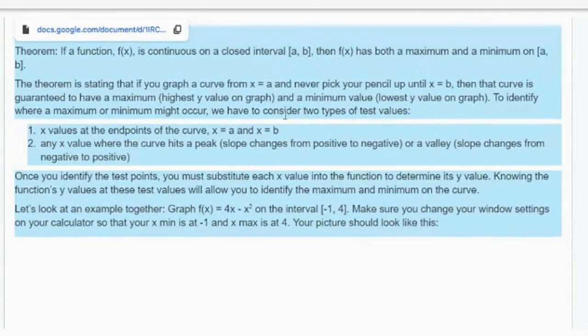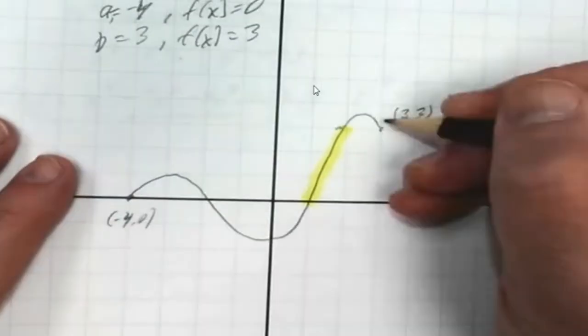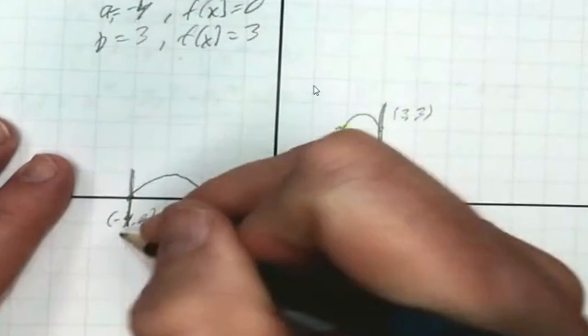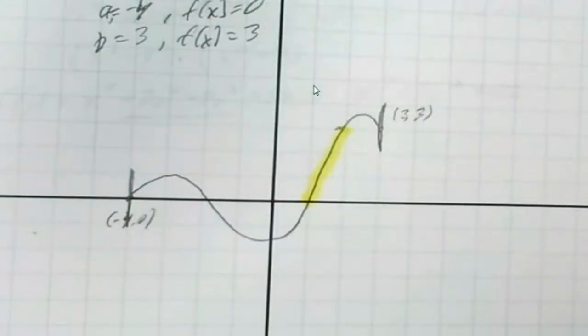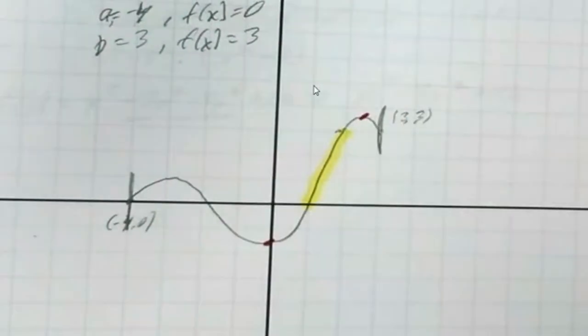And there's both a maximum and a minimum guaranteed on there. If it's a closed interval, and a and b is a closed interval, right? We're saying this interval starts and stops right here. So there's guaranteed to be a maximum and a minimum value, which we see right here is a minimum and right there is a maximum. Guaranteed that somewhere between there is a minimum and a maximum. That's all that's saying.